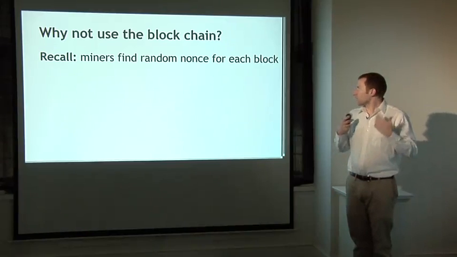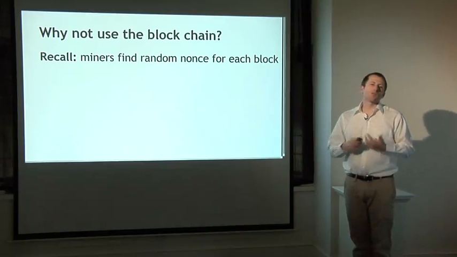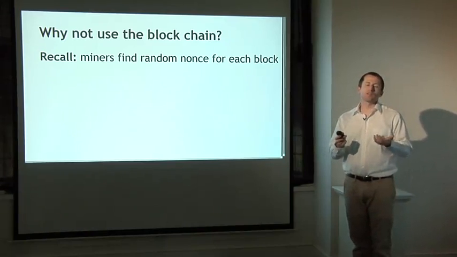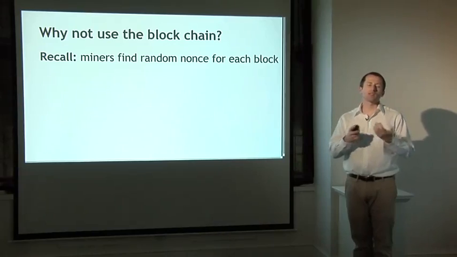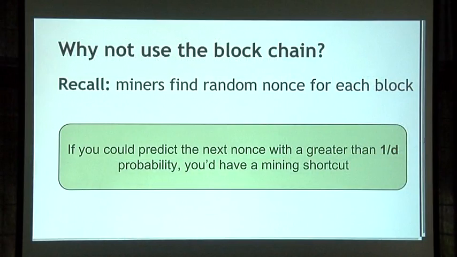If we recall the fact that miners have to find a random nonce for each block, we think we might be in business here. Why can't we use the random nonces that miners are finding in the process of mining as a randomness beacon? So there's a fairly strong argument that you can't predict with high probability what the next nonce will be. If you could, you'd have a mining shortcut. So if you had the capability to predict what the next nonce will be with a probability greater than 1 over d, where d is the difficulty of finding a block, then you would have a faster way to mine than just trying nonces at random. And remember that d is pretty high right now. It's greater than 2 to the 66.